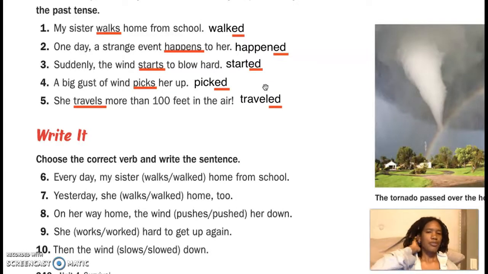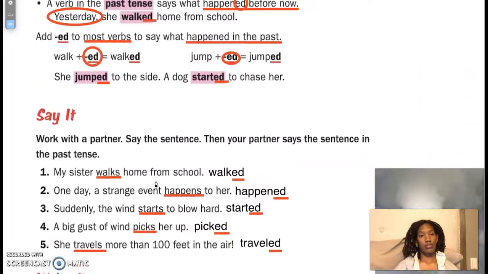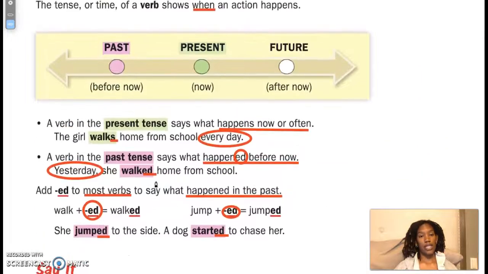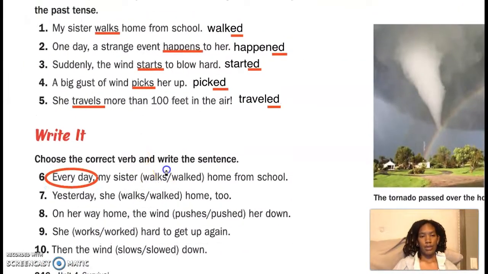Okay. So number 6, every day, that's important. Every day, my sister walks or walked home from school. Now, every day, is it past or present? It's present. Okay. So would we say walked or would we say walks? Remember up here what it says. Walks. Every day. Present. Right? So it would be walks.